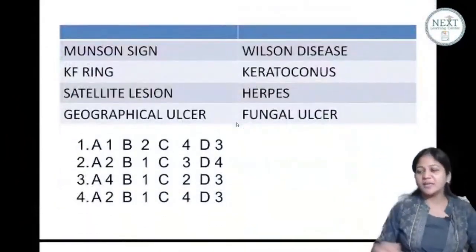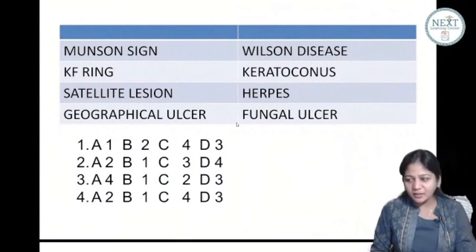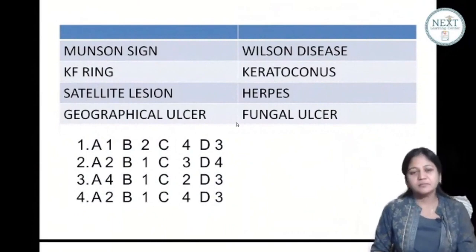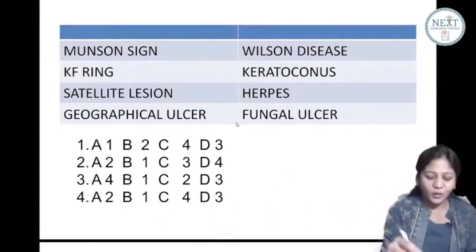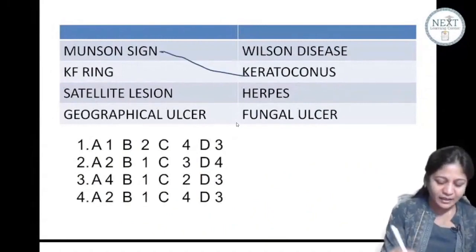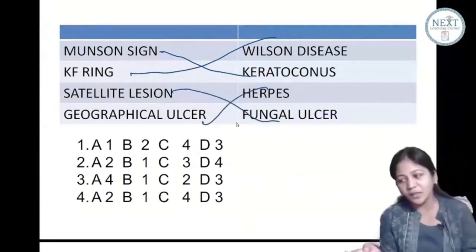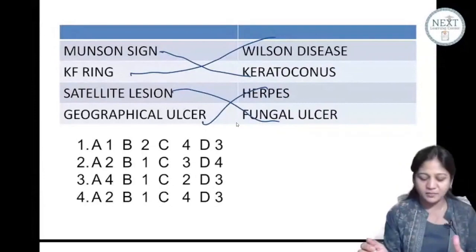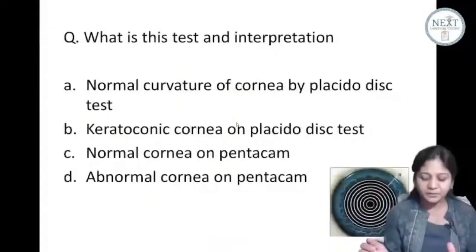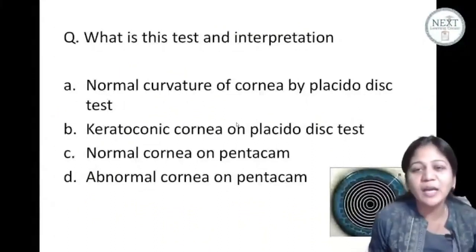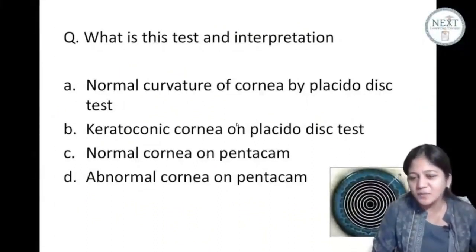चलो इस क्वेश्चन का आंसर बताएं सभी लोग. Think about this question and answer. Okay, let's try to solve it. Munson sign is seen in keratoconus, Kayser-Fleischer ring is with Wilson, satellite lesion ulcers are with fungus, geographic is with herpes. ठीक है? So this is the answer, guys. Okay? चलो, ये बताइए. Rishabh would like to answer this question. ठीक है? Dr. Rishabh is going to answer that. So we are waiting for you, Dr. Rishabh. What is the test?